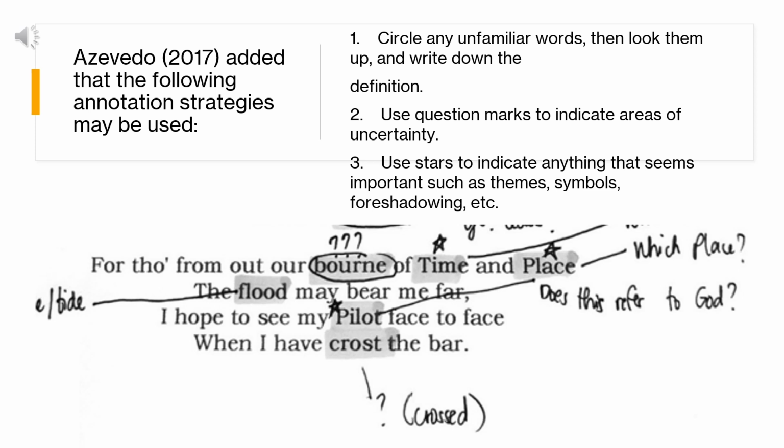So you have there two stars above the words time and place. Time and place there are both symbolism of something. So you have which place, what time being referred to. So you use or draw stars on words that you consider as any of the following: themes, symbols, foreshadowing, etc. Or if you believe that those words in the text are examples of any of the elements of a story. So let's continue.